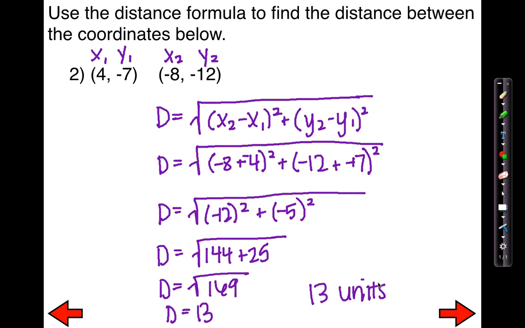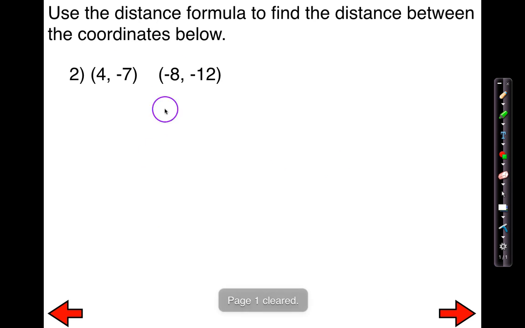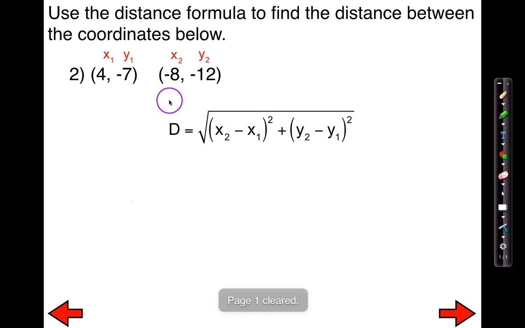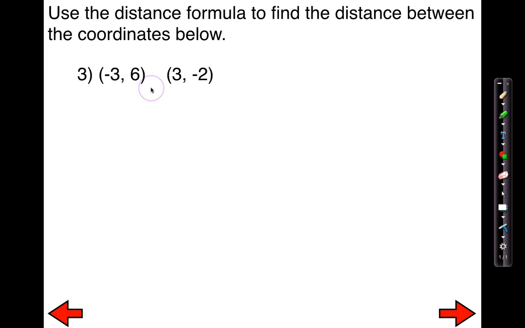So that's all there is to it: making sure you've memorized the formula, know how to plug the numbers in, and make sure you don't accidentally neglect the minus negative. Other than that, you're good to go. At this point, what I'd like you to do is go ahead and pause the video so that you can try numbers 3 and 4 on your own.